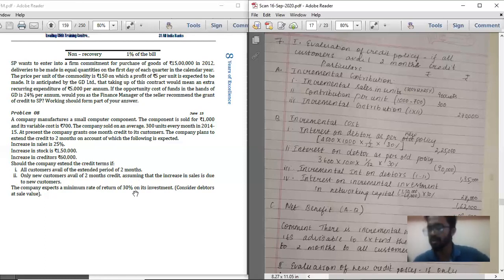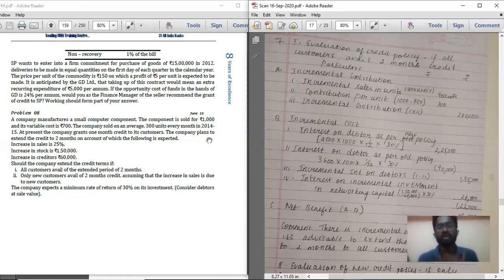30%. So under the new policy, below that, record, open a bracket: 4,500 units into 1,000 rupees per unit, the selling price per unit, so that we get the total sales value, into the credit period under the new policy, 2 divided by 12, into the return on investment of 30%. Now close the bracket. This is the interest on debtors under the new policy. So in the inner amount column, put 2,25,000.